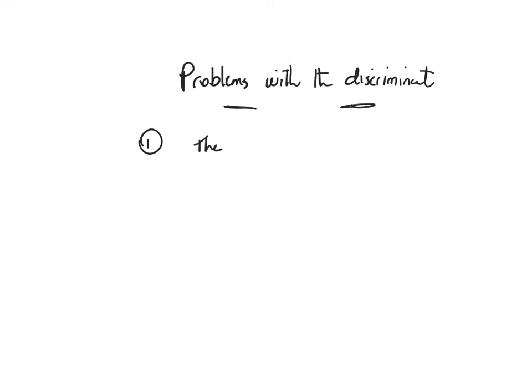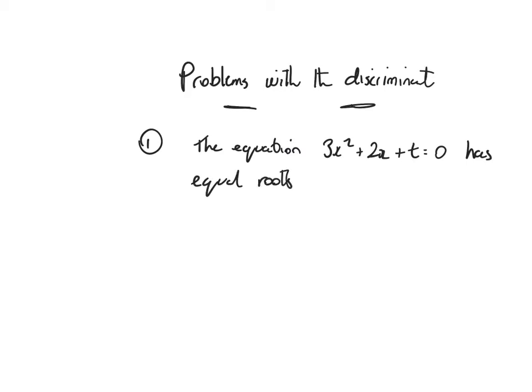Okay, question 1. The equation 3x squared plus 2x plus t equals 0 has equal roots. Find the value of t.